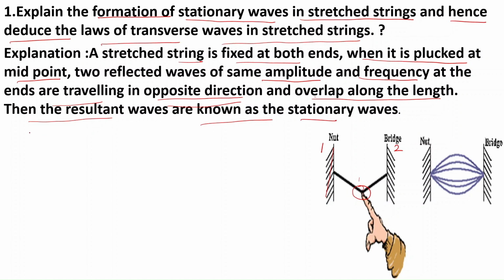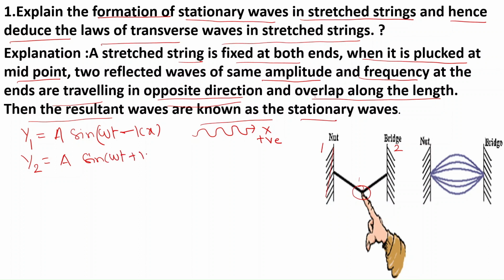So here there are two waves overlapping in opposite directions. One wave I consider as y1 is equal to a sin(omega t minus kx), which indicates the wave moving in the forward direction, the positive x-axis. The reflected wave is in the opposite direction, y2 is equal to a sin(omega t plus kx), which is in the negative x direction. If these two overlap each other, they create the stationary wave. Then the overlap I consider as y1 plus y2.